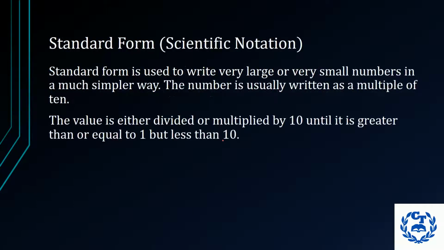Standard form is simply a way of writing a very large or very small value in a much simpler way, as a multiple of 10 that is greater than or equal to 1 and less than 10. And the other name for standard form is scientific notation. So if your teacher asks you to write either standard form or scientific notation, know that this is the exact same thing and you're simply using another name for it.